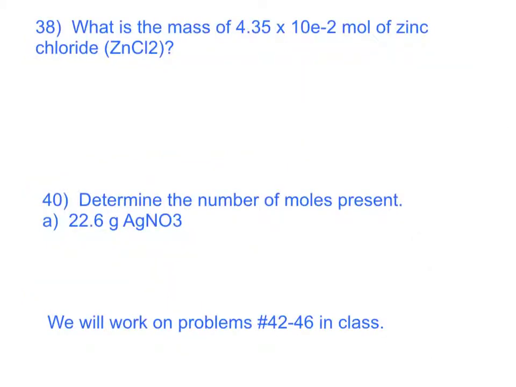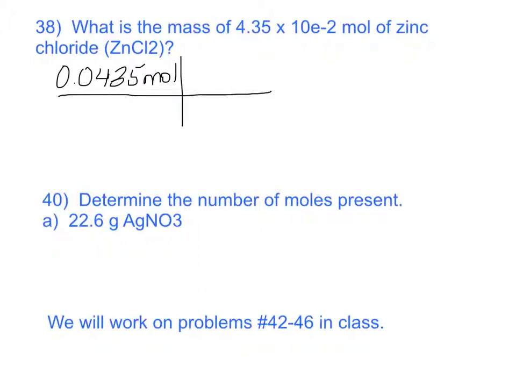Okay, last 2 problems. Number 38, what is the mass of 4.35 times 10 to the negative 2 moles of zinc chloride? All right, so you would write down what you're starting with, which happens to be, in this case, 0.0435 moles of zinc chloride, and we want to get to the mass. And so remember, if you're stuck here, look at your map. If you're at moles and you want to get to mass, then you're going to pass over the arrow that's labeled molar mass. And if we're going from moles out to mass, that means we're multiplying out. So we're going to multiply by the molar mass of zinc chloride.